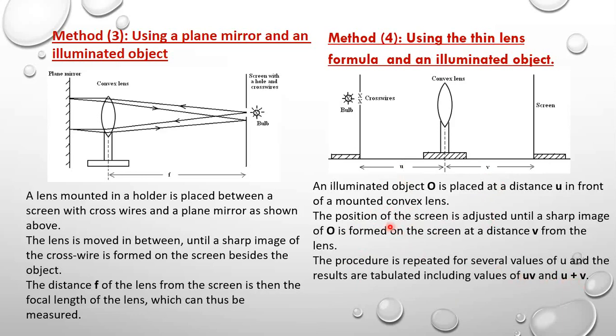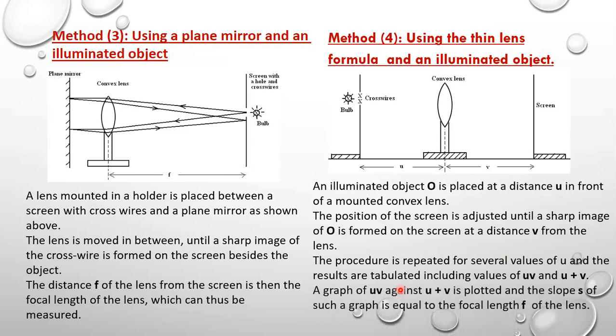And after that, we shall plot a graph of uv against u plus v. So it means that uv will be on the y-axis, and u plus v will be on the x-axis, and then we shall obtain a straight line graph whose slope is going to be determined. That slope s is going to be the focal length of the lens. The slope of that graph is going to be the focal length of the lens.